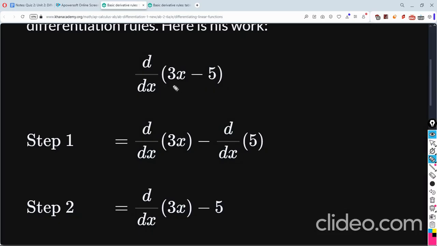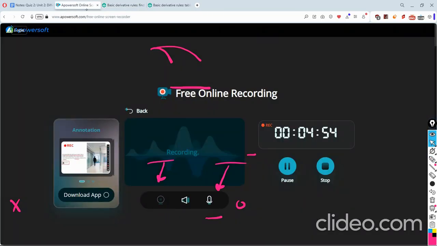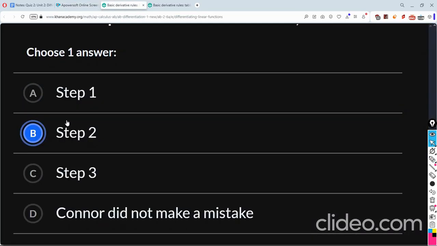All right, so we're finding the derivative of 3x minus 5. Distribute the derivative: the derivative of 3x, we got it; the derivative of negative 5, we got it. The derivative of 3x was just recopied, and the derivative of 5 should be 0. So this was the mistake right here. Remember, the derivative of a constant is 0, so the mistake was in step 2. Answer B.